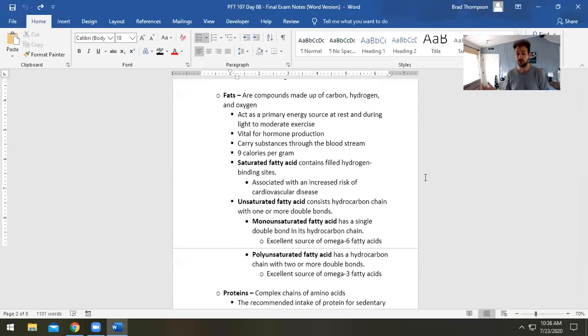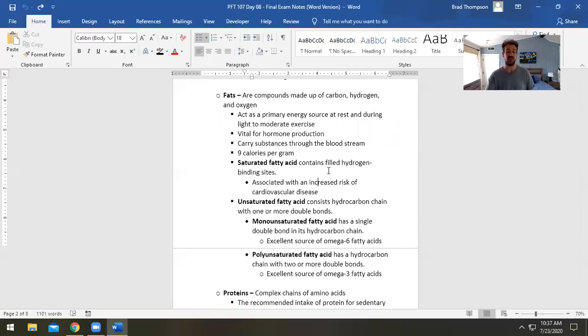Fats are vital for hormone production. They also carry certain substances throughout our body, for instance, fat-soluble vitamins. They're actually dissolved and carried by fat molecules, which is really, really important. And this is a very high energy type of food. It actually has 9 calories per gram when you consume it. So we're going to break fats down into 2 primary categories. You're going to have your saturated fatty acids and your unsaturated fatty acids.